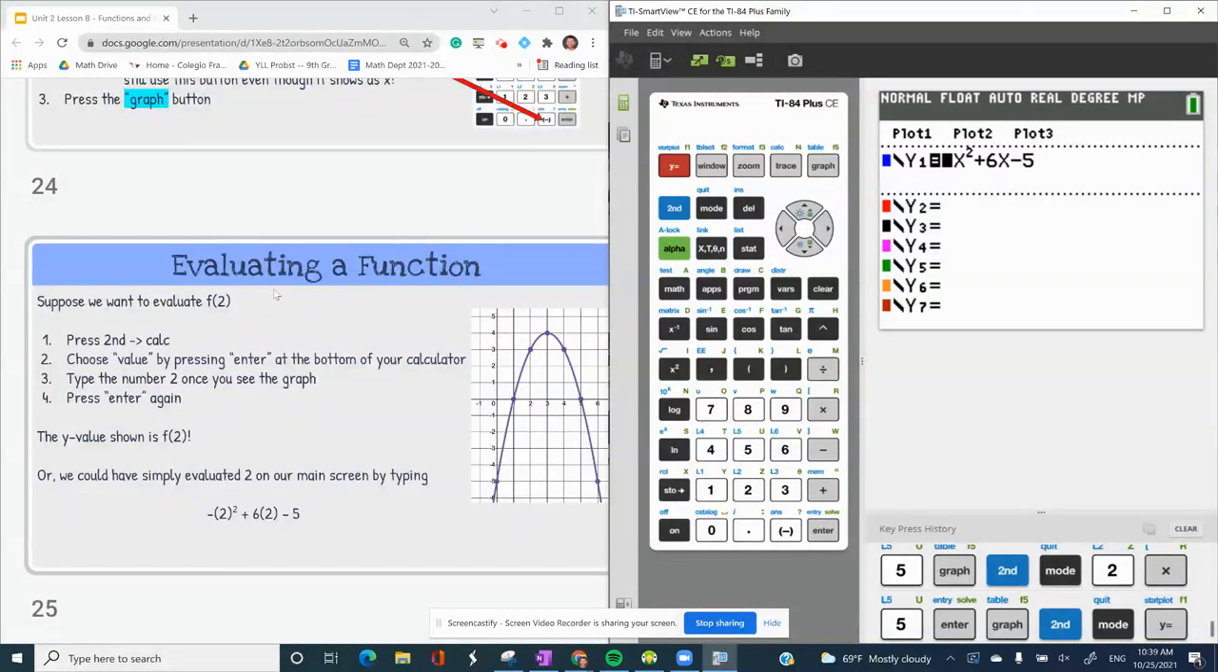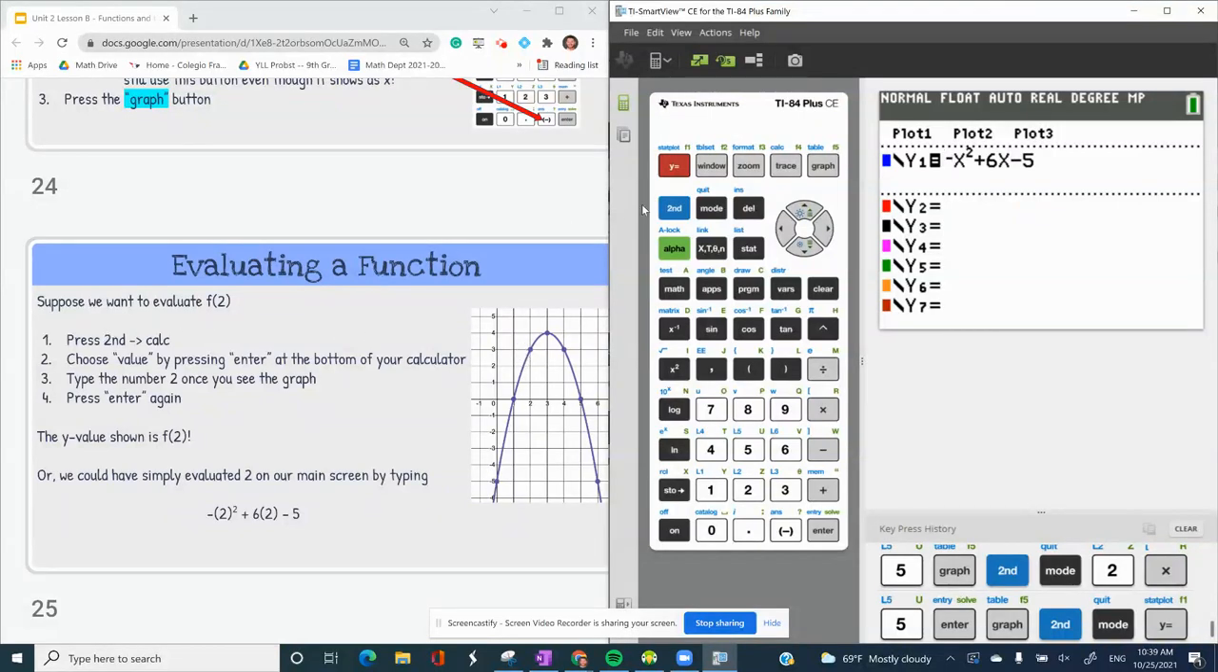So let's then talk about evaluating functions. Suppose we want to evaluate f of 2. Now, this is very easy to see from your graph because we can simply observe the height of 3. So the answer is 3 for f of 2. However, our calculator can do this for us. This is especially helpful if we want to find decimal answers or answers that we can't see quite as easily.